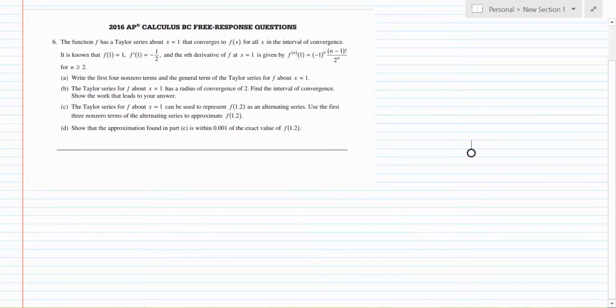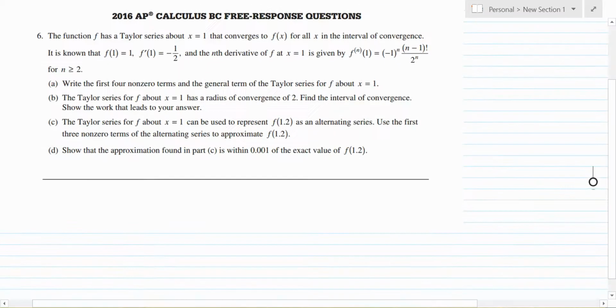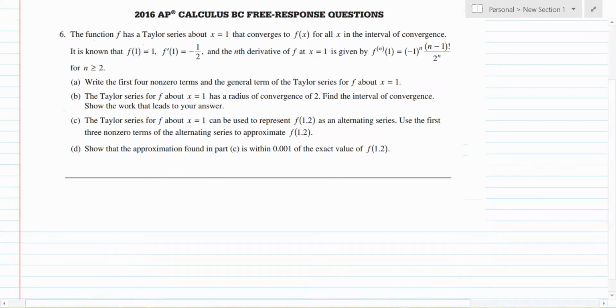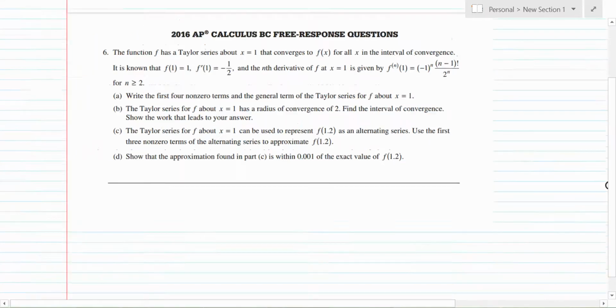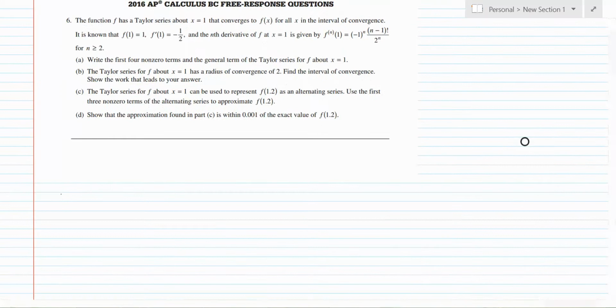Today we are doing AP Calculus BC free response from 2016, number 6. Part A asks us to find the first four non-zero terms and then the general term of the Taylor series for f about x equals 1.